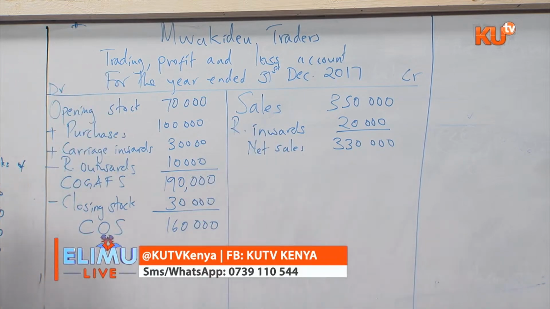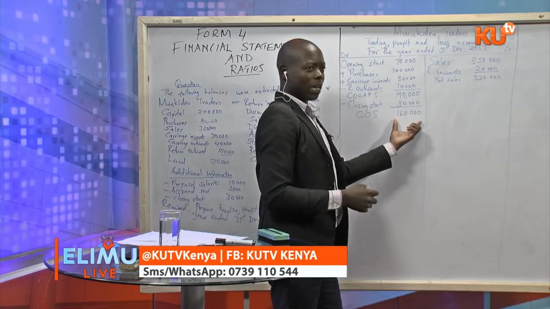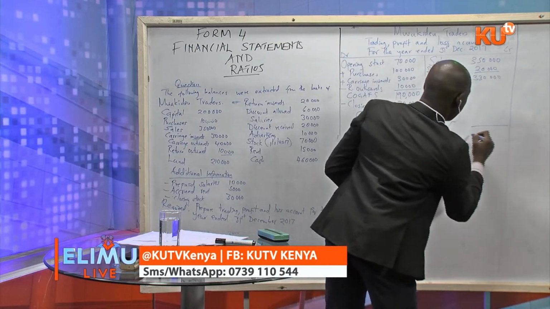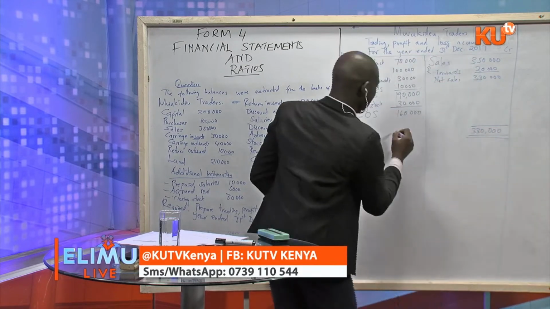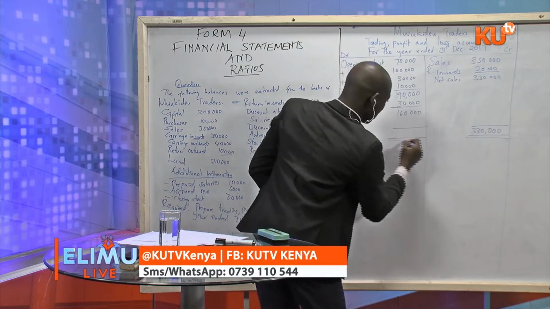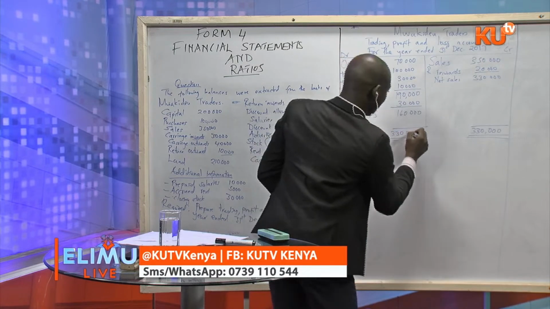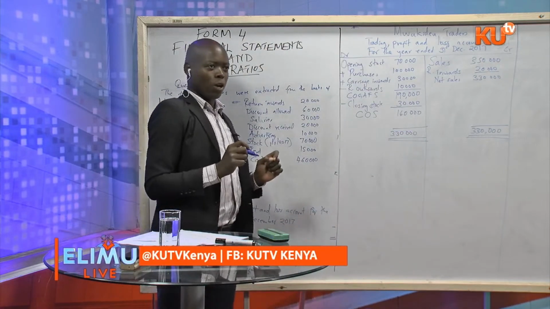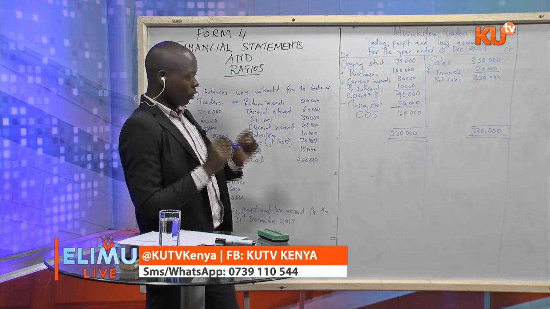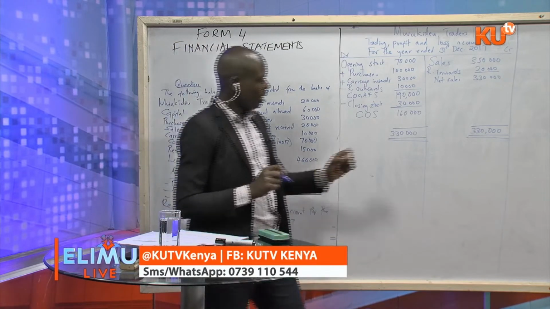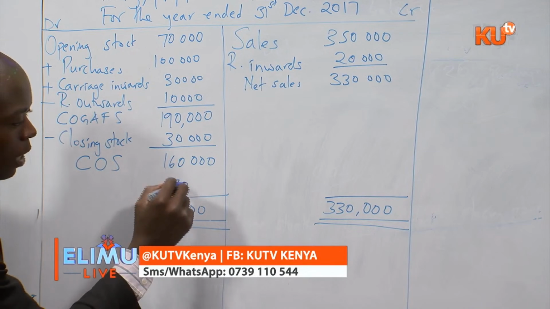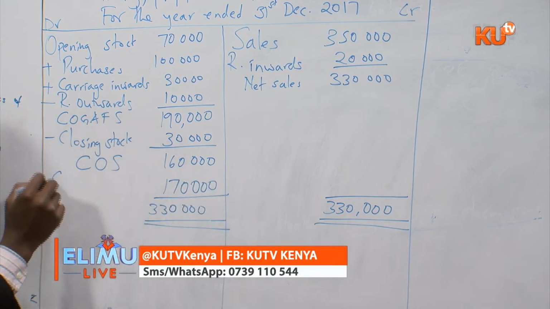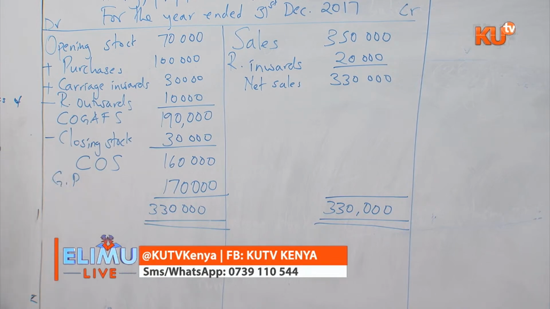Net sales. So we compare this figure with the cost of sale. If you compare these two, you'll realize that the net sales is higher than the cost of sale. And we said when the cost of sale is less than the net sales, then we obtain what we call gross profit. So what is gross profit in this case? It is simply 330,000 minus 160,000 to get 170,000. So we write 170,000, and this becomes our gross profit. Because it's the balancing figure, we call it gross profit carried down.